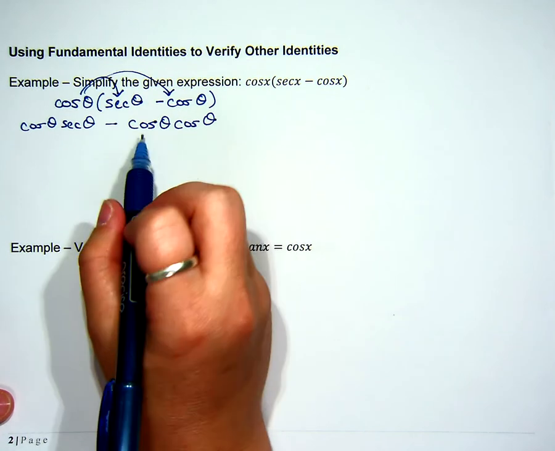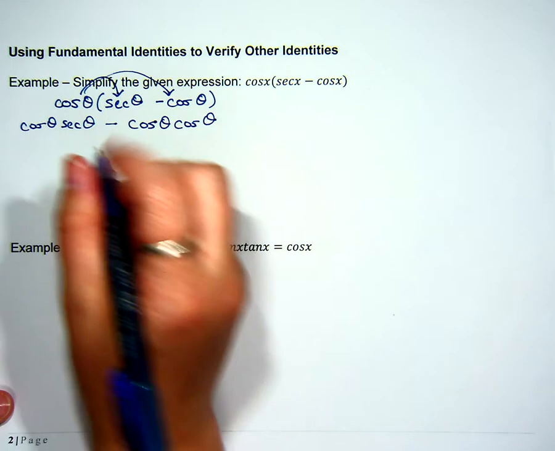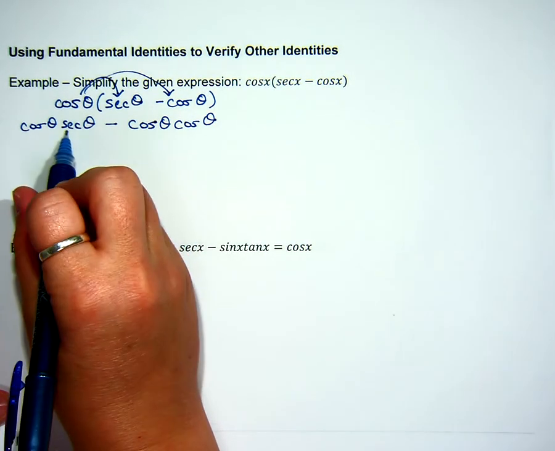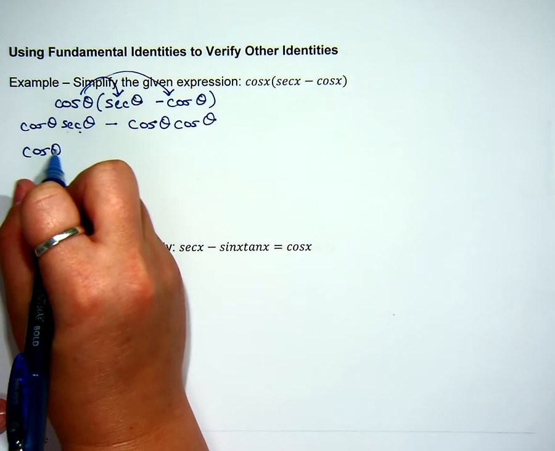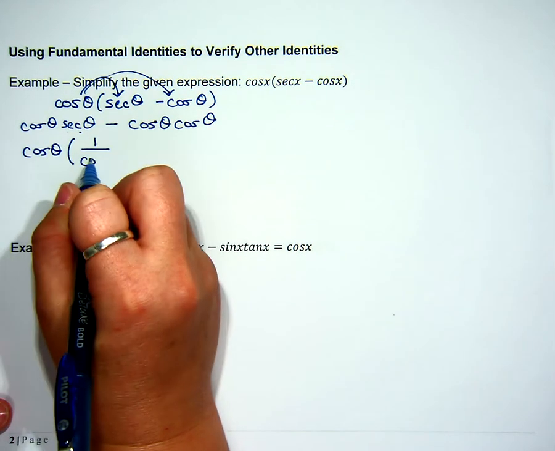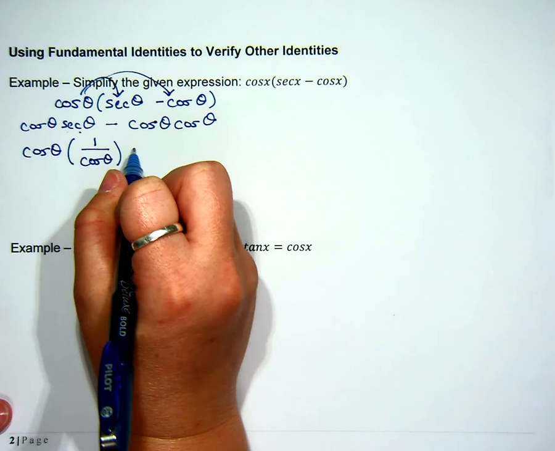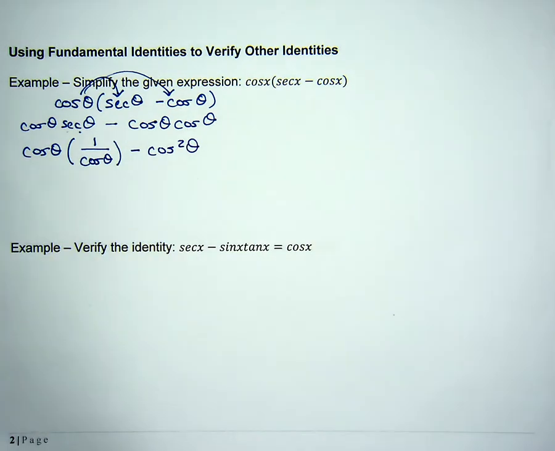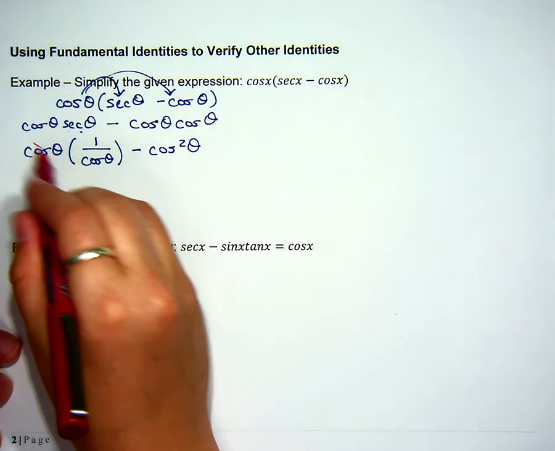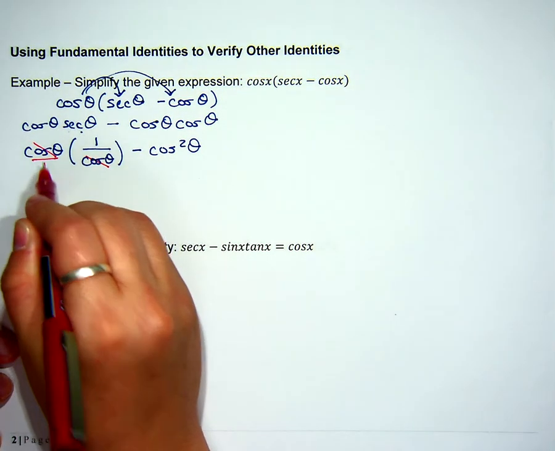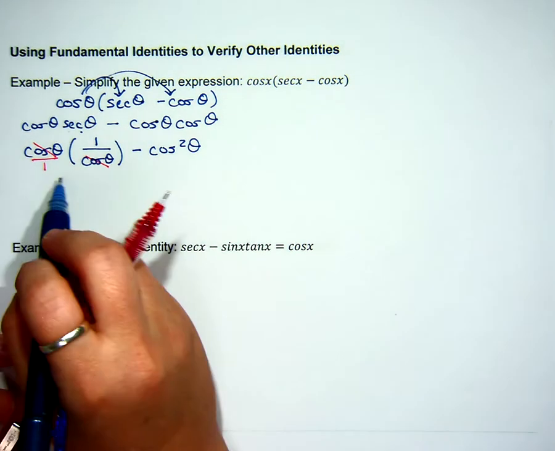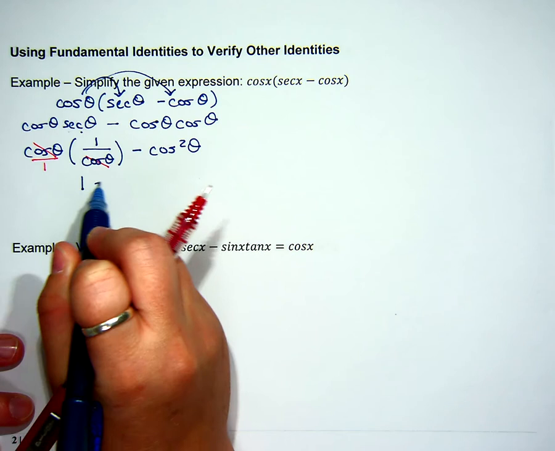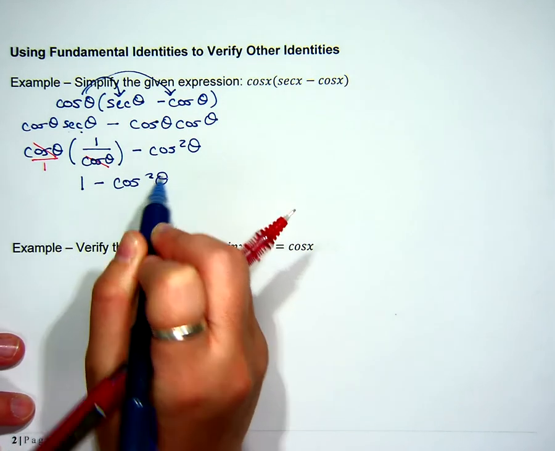Well, what's cosine times cosine? That's cosine squared. Well, what's secant? Go back and look at your rules, it's 1 over cosine. Well, what happens here? The cosine and the cosine will cancel because this can be made to be a fraction over 1. Fractions cancel top and bottom. So that means this piece becomes a 1 minus cosine squared.